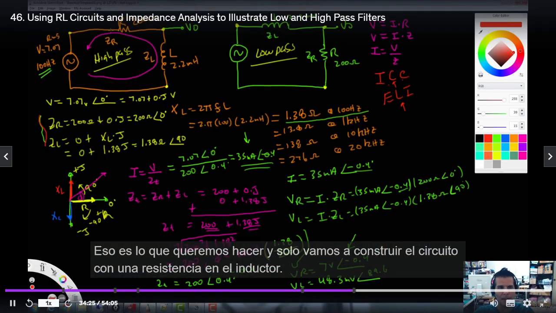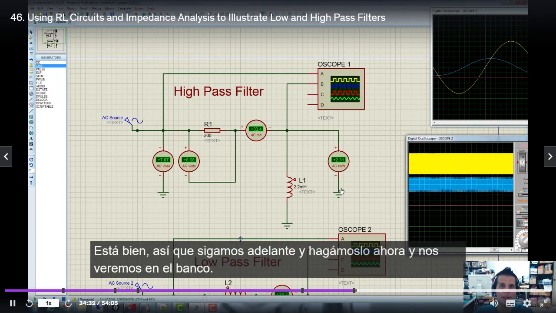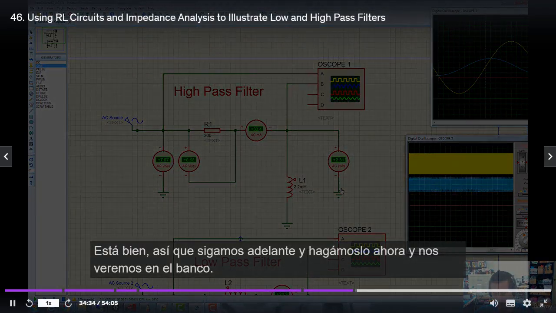So that is what we want to do. And we're just going to build the circuit with a resistor and the inductor. Exact same thing here, 200 ohms and 2.2 millihenries. All right, so let's go ahead and do that now, and I'll meet you at the bench.